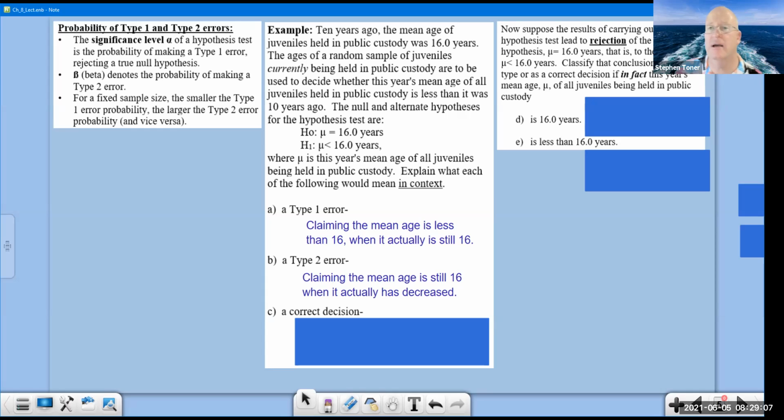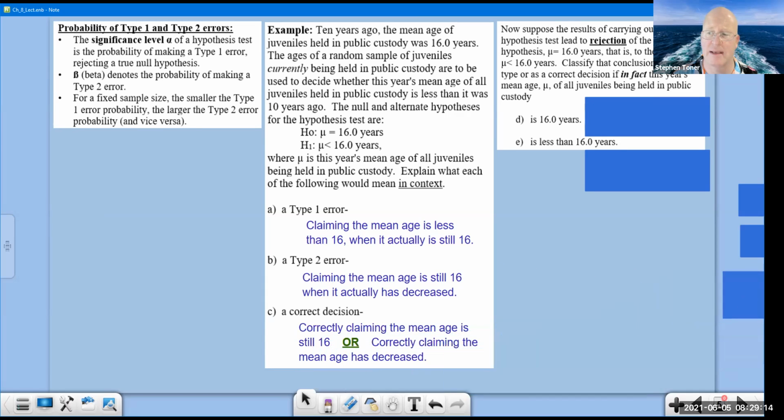Now, there are two types of correct decisions. When I word a correct decision, I use the word correctly at the beginning: correctly claiming the mean age is still 16, or correctly claiming the mean age has decreased. By using the word correctly, I don't need to have two parts of a sentence, because I'm saying this is what I went with, but by the way, it was right because I used that adverb correctly. So two types of correct decisions. Now that is describing it in context.